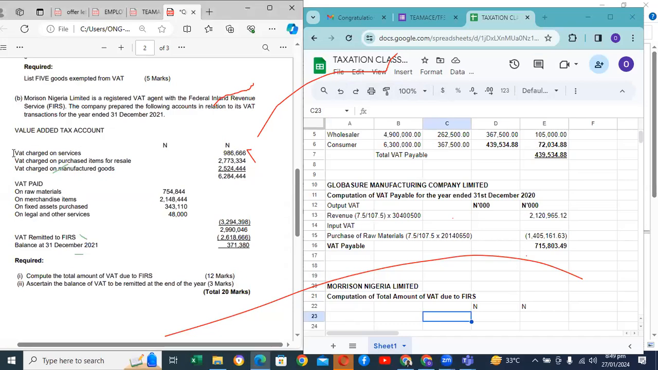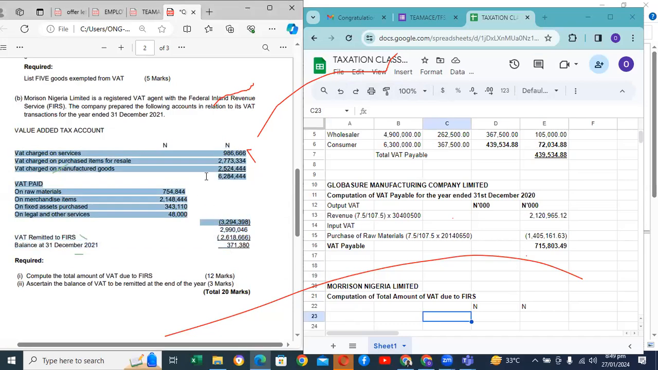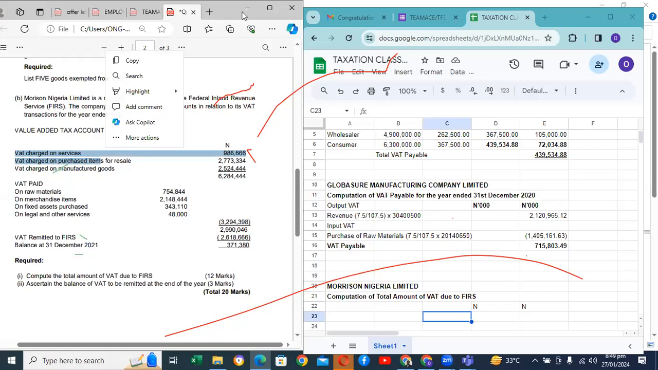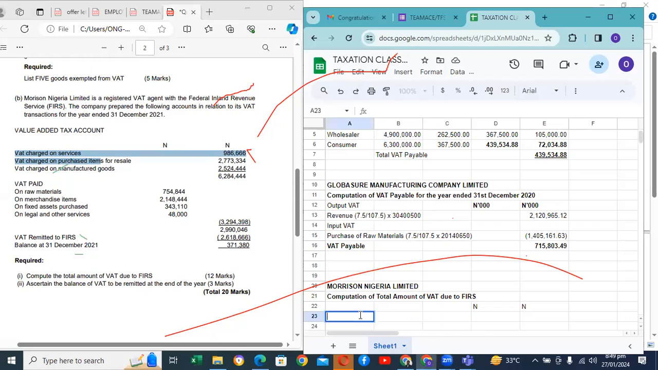So let's move on. This question is a little bit different because the examiner has already computed the VAT for us. The examiner said VAT charged, so he's not telling us revenue or sales. He has already computed the VAT for us. So let's go ahead and do output VAT. Are you with me? Yes, sir.